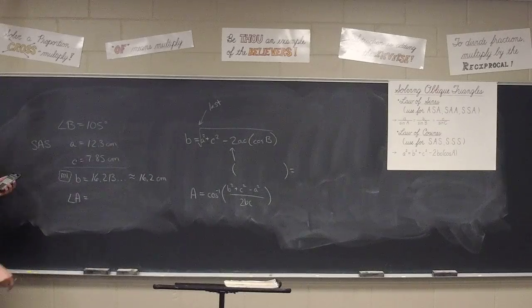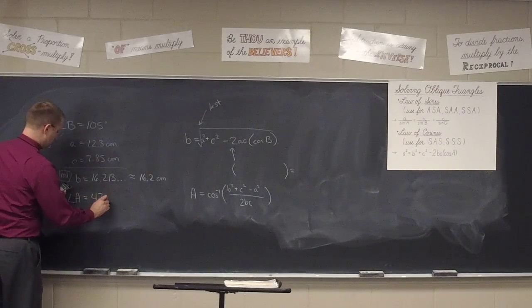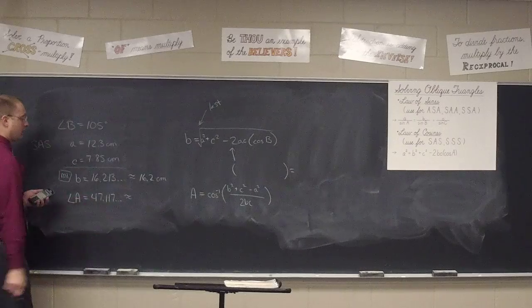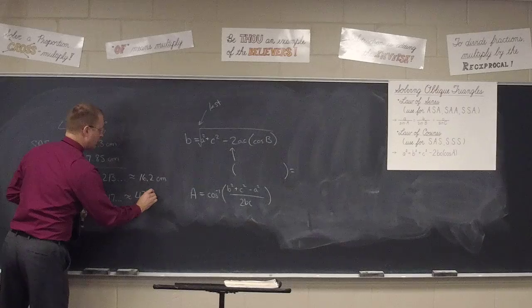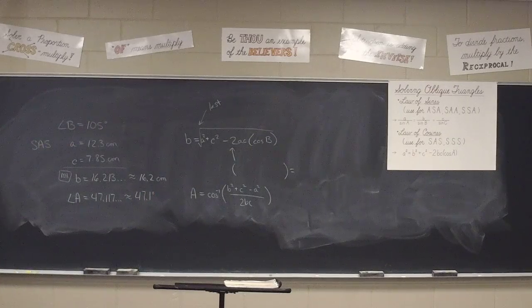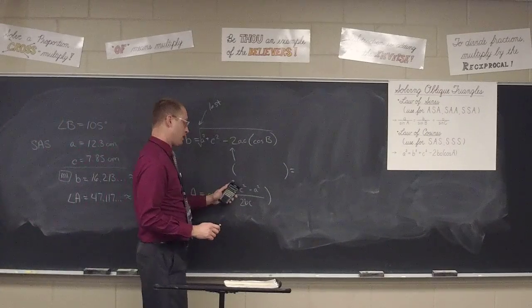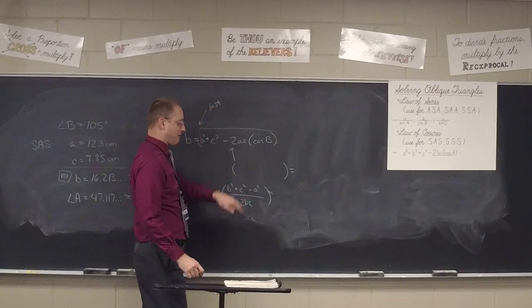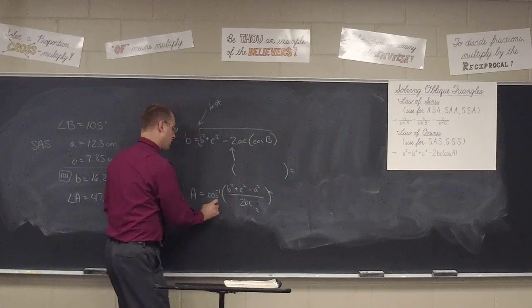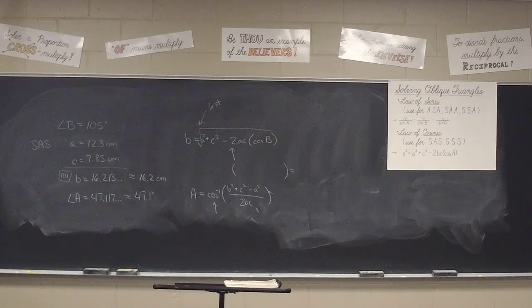Call it when you've got it. 47.1. Rounded. 47.1. All right. Remember, b memory squared plus 7.85 squared minus 12.3 squared equals, divided by 2, divided by b, divided by c, equals, and then finish with the arc cosine, if you're an indirect entry like I am.